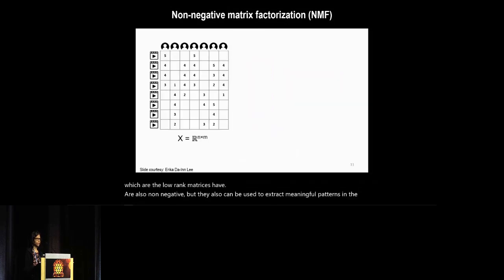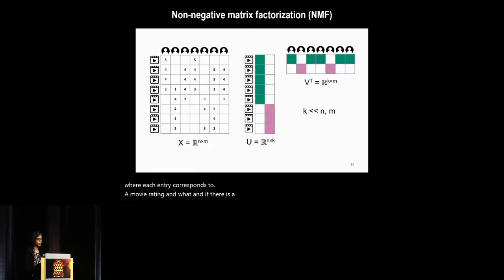Just to give you an example, let's consider the famous Netflix challenge, where we have a movies by people matrix where each entry corresponds to a movie rating. If there is a low dimensional structure, let's suppose there are two types of people, the green people and the pink people, and they like to watch green movies and pink movies, NMF will be able to give you this kind of low dimensional representation.